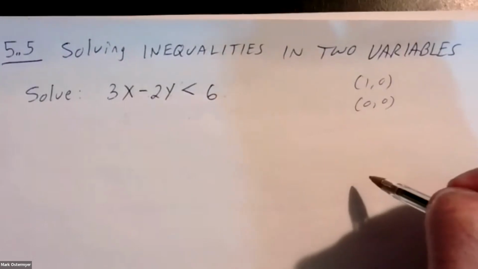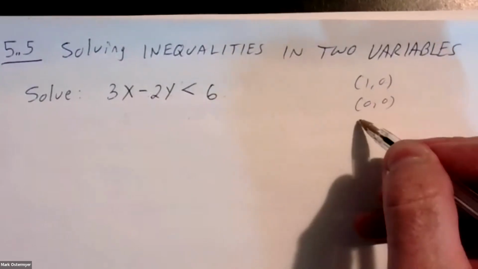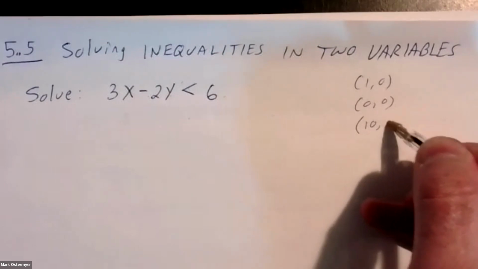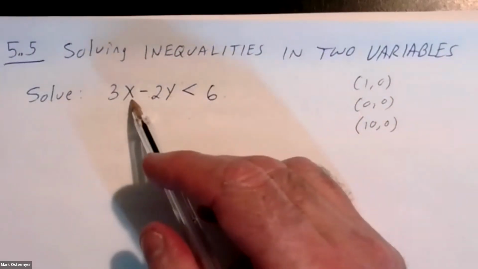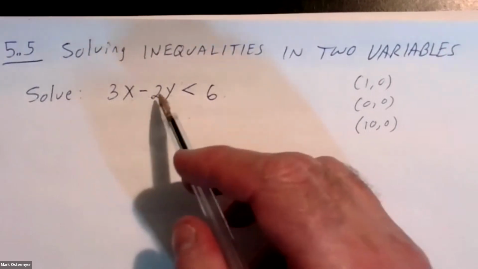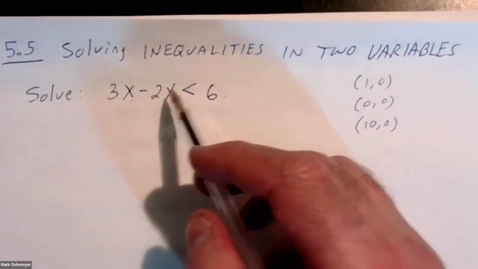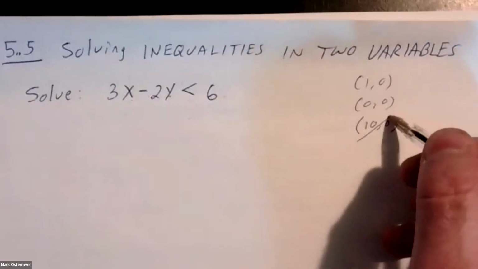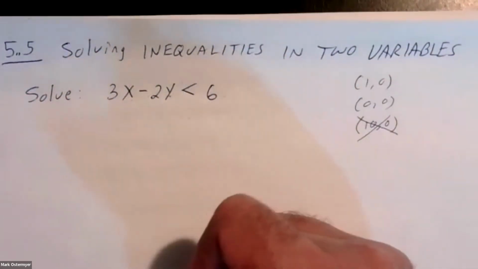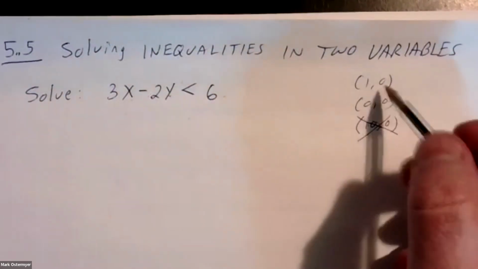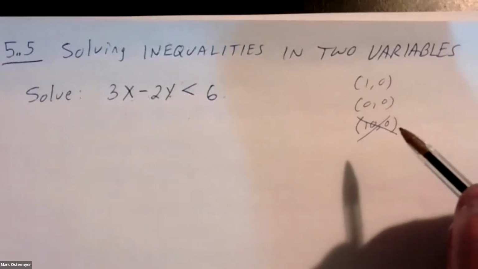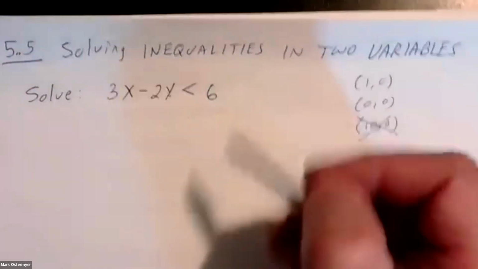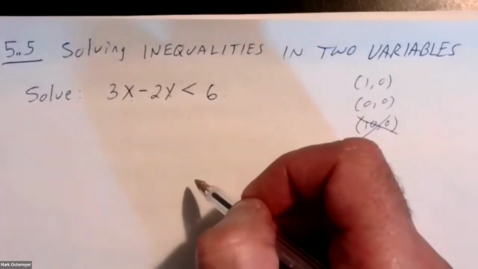That's true. All right. Would 10, 0 be a solution? 3 times 10 is 30. 30 minus 0 is 30. 30 is not less than 6. This would not be a solution. Doesn't work. In fact, there are an infinite number of solutions. So we can't just sit here and enumerate all of them. We'll be here till the end of time. So how do we represent the solution set? Well, we have to graph it. Okay.